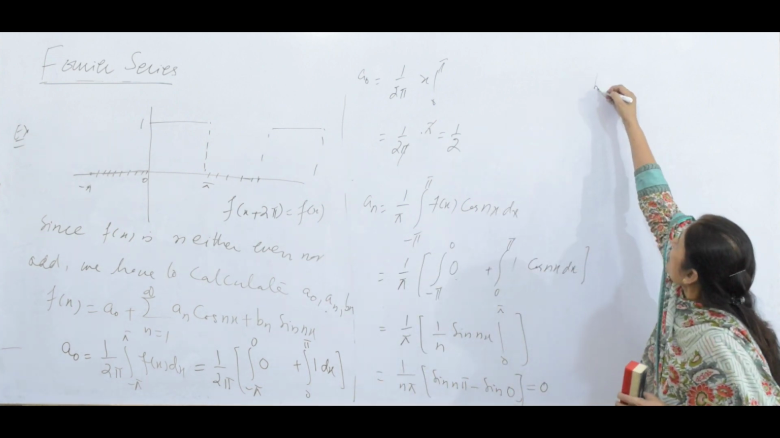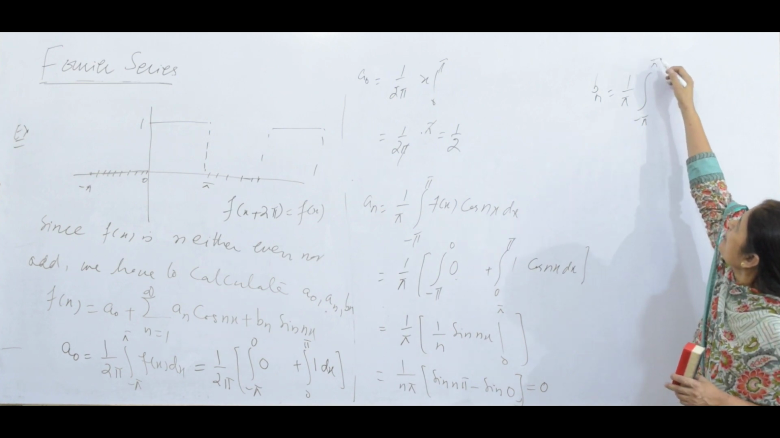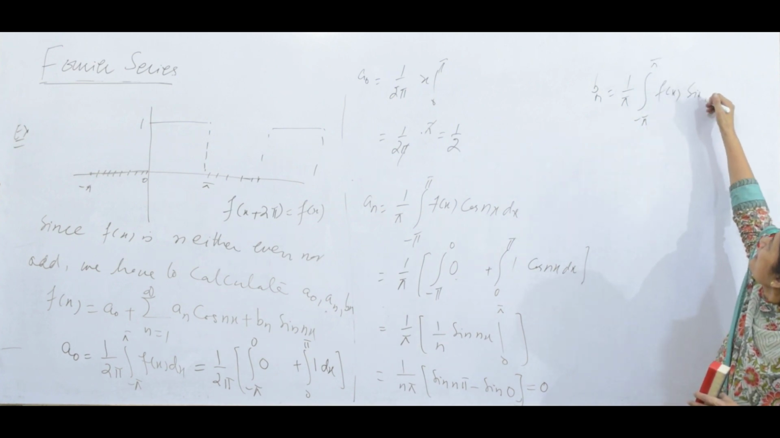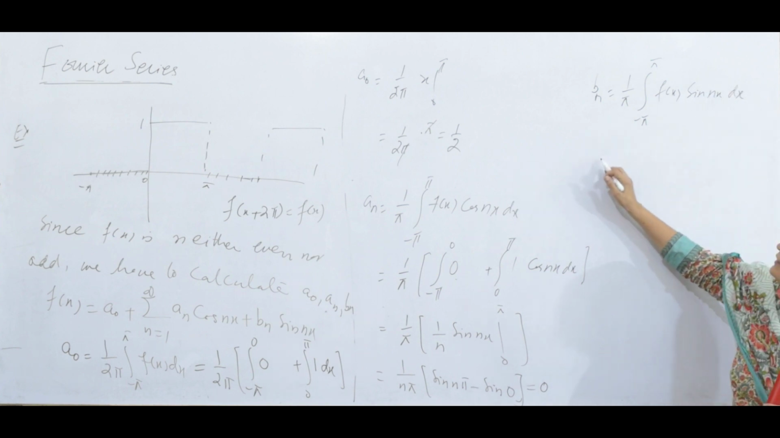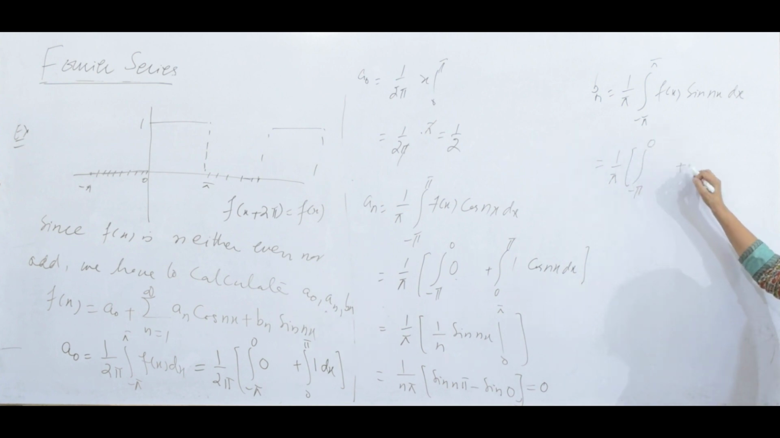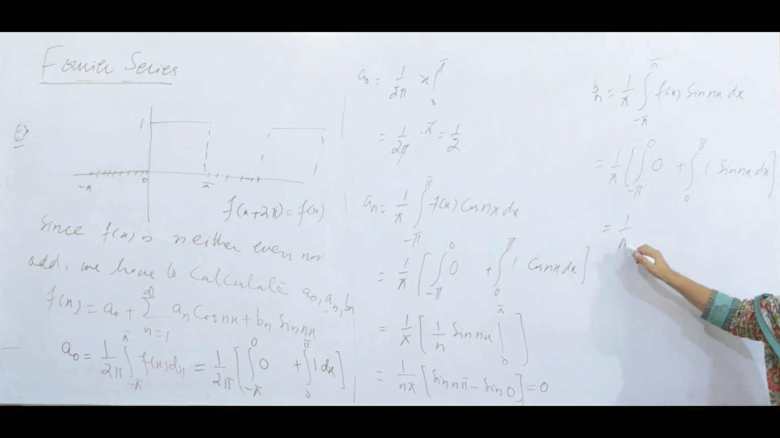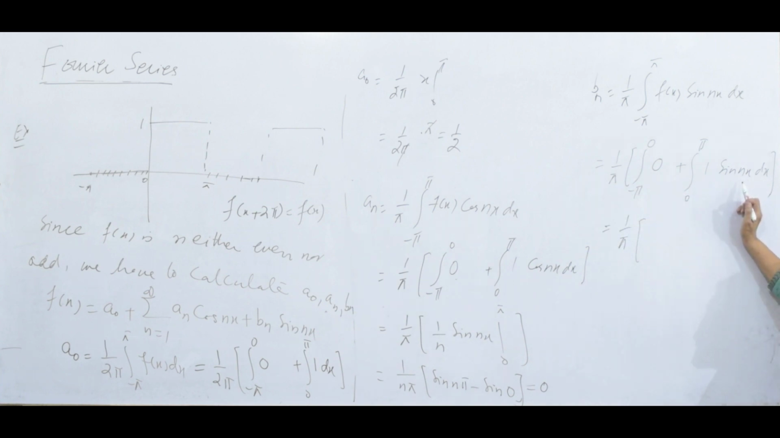So let us calculate bn now. Bn will be 1 over pi, minus pi to pi, f of x sin nx dx. Again, the limits are split up, minus pi to 0 and 0 to pi. Minus pi to 0, the value of the function is 0. 0 to pi, it is 1, sine nx dx in bracket. So let me integrate now. This is 0. Integral of sine x is minus 1 over n cos nx, the limits are 0 to pi.